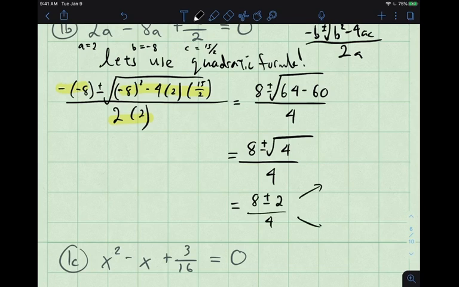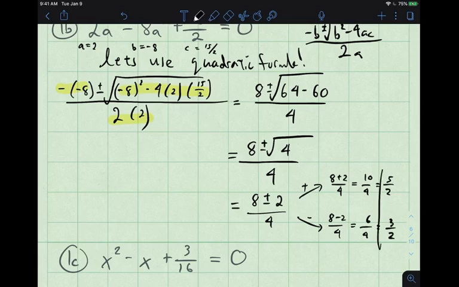Your two answers, here's a plus, here's a minus. 8 plus 2 over 4, 8 minus 2 over 4. 10 over 4, 5 over 2 is one answer, and 3 over 2 is one answer.